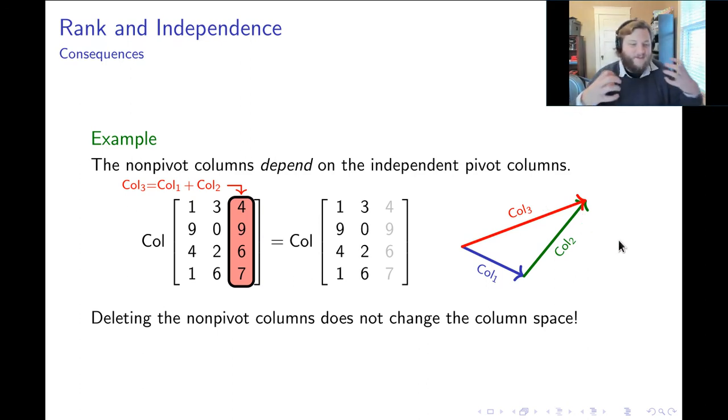And this is the idea behind independence and dependence. The first two columns here are linearly independent, but then we can use those two columns to reach the third column by adding them together here, and that illustrates how these three columns are dependent.